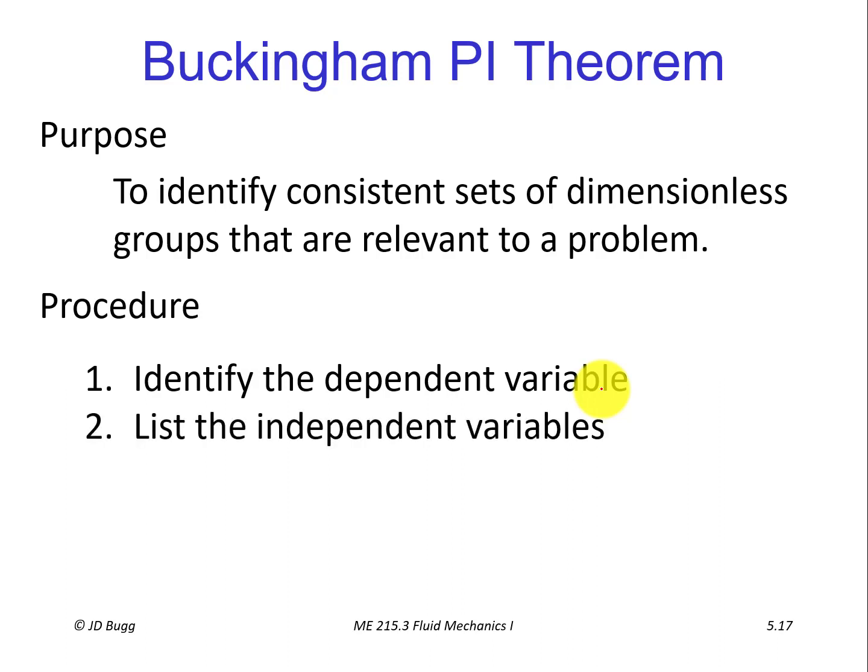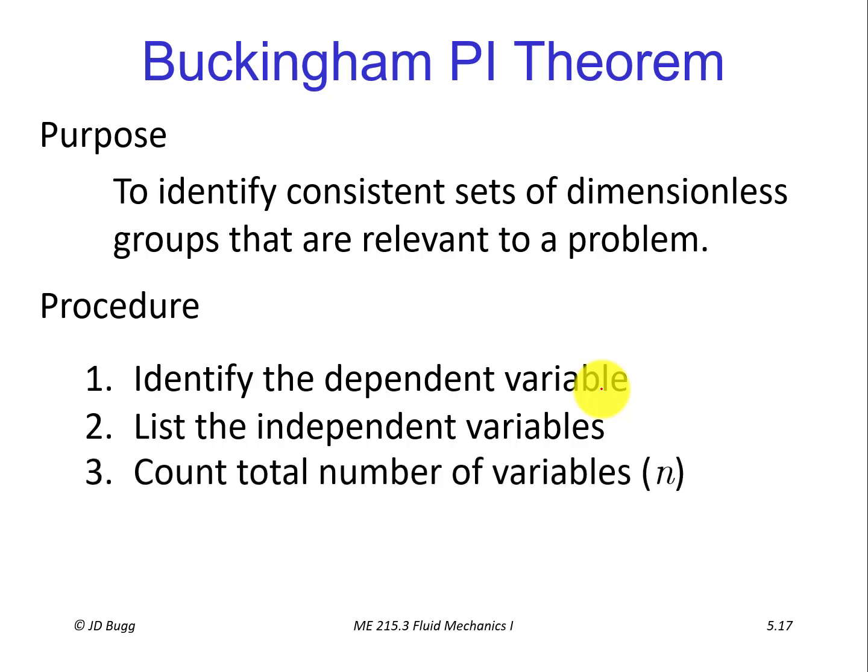The second step is to list all of the independent variables. So this is very much a process of trying to figure out, or trying to imagine, what all of the things are that could affect the dependent variable. So we might come up with a very, very long list of independent variables, depending on the complexity of our problem and depending on how thorough an analysis we want to do. But step 2 is just listing the independent variables.